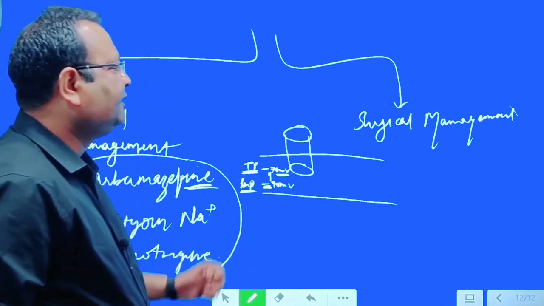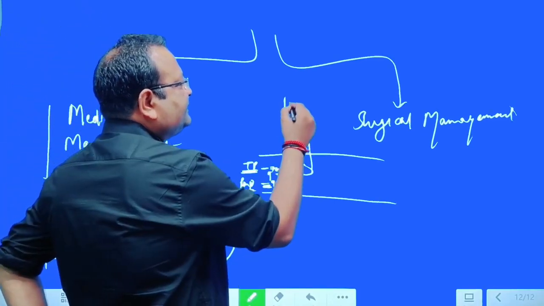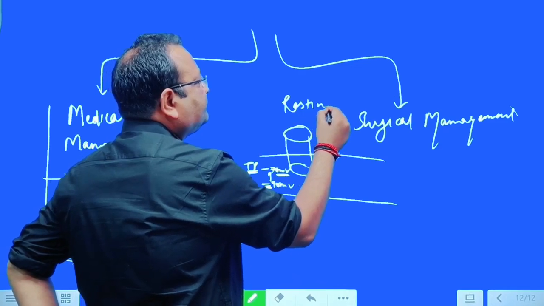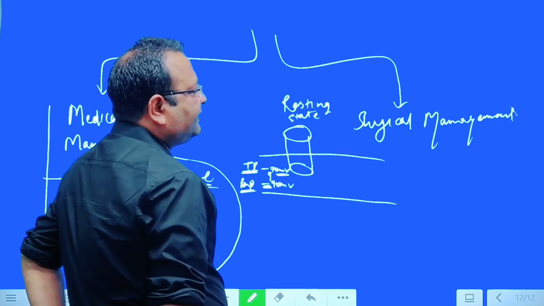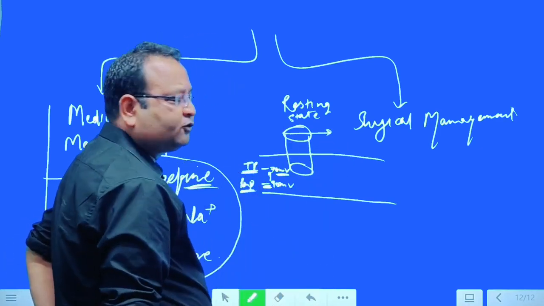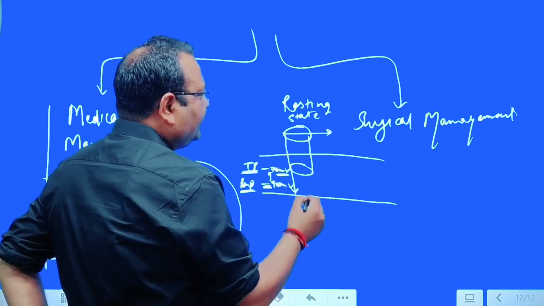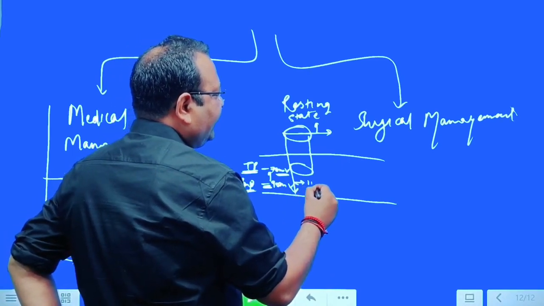This is the first sodium channel. This is the voltage gated sodium channel. It is in the resting state. What happens in the resting state? It is closed from outside and open from inside. So this is the active gate and this is the inactive gate.